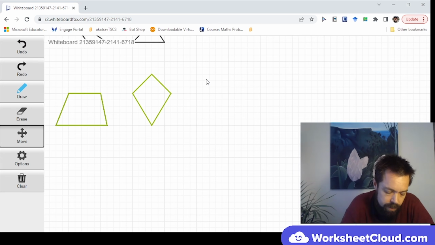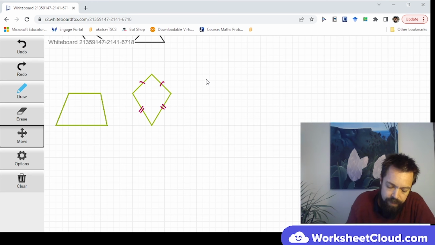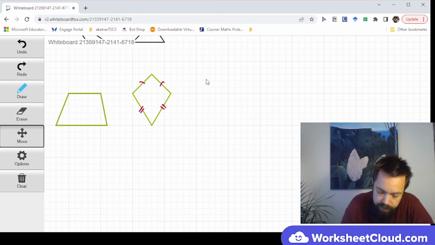All right, I think most people get this one super easy. This is a kite. Those two sides are the same. Those two sides are the same. So the two pairs of sides that are next to each other are the same. It's a kite. Next up, we have this one.